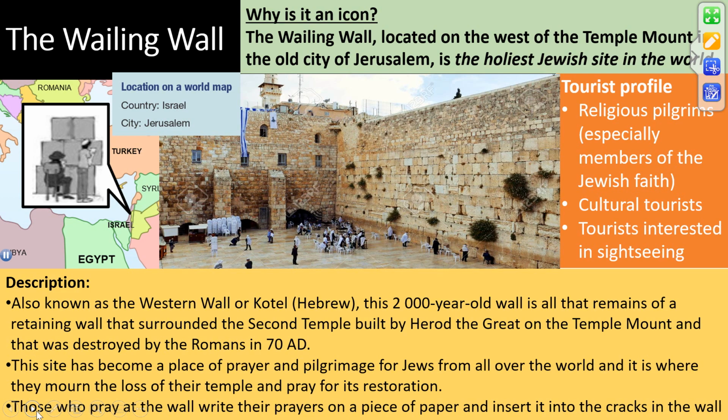Profile of tourists visiting the Wailing Wall: religious pilgrims again, but in this case specifically members of the Jewish faith, where at the Dome of the Rock it was members of the Islam faith. Cultural tourists and tourists interested in sightseeing.